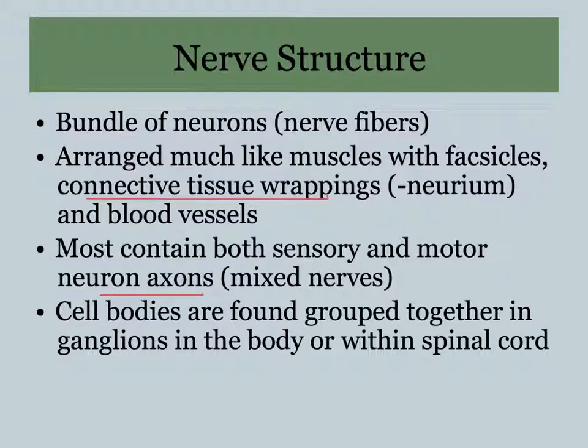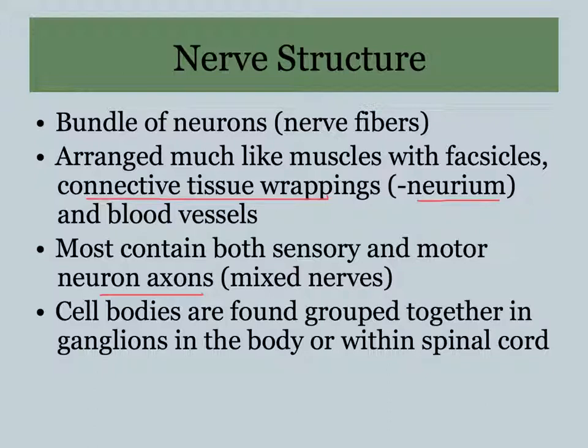This is especially important for the peripheral nerves, that you have all of this connective tissue wrapping around the neurons, because there's a lot of mechanical stress being placed on those nerves as they move through your muscles. As you move your muscles and bend your joints, your nerves are being stretched and pummeled, and they need that connective tissue wrapping. The connective tissue ends with the word neurium, so we have endoneurium, perineurium, and epineurium, just like you saw with your muscles.